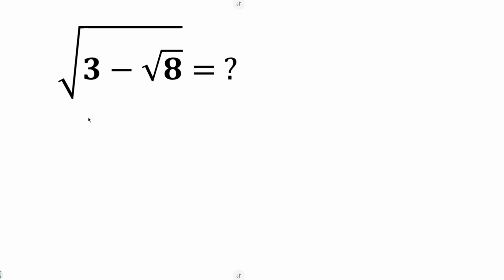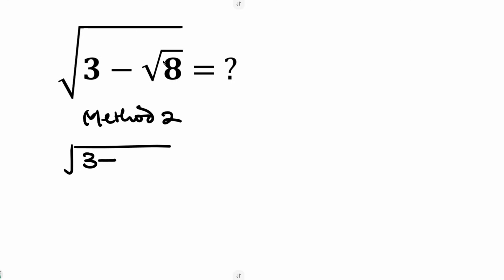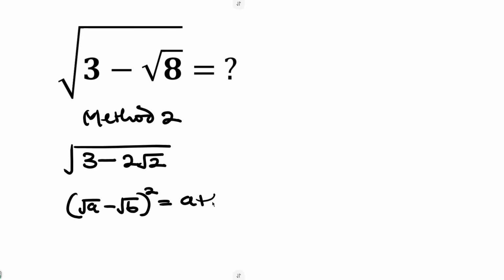For our second method, let's call this method 2. For method 2, we have the square root of, I'm going to be leaving this 3 like that, so 3 minus. Now from our simplification of the square root of 8, we got 2 root 2. Now we're going to be expressing what we have inside of this parenthesis as a perfect square. And there is an identity for that. The identity which says the square root of a minus the square root of b all raised to power 2 is given as a plus b minus 2 root ab.